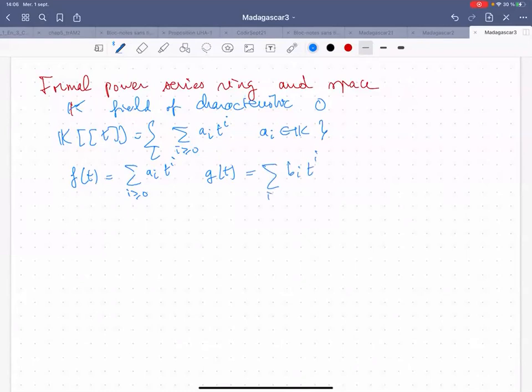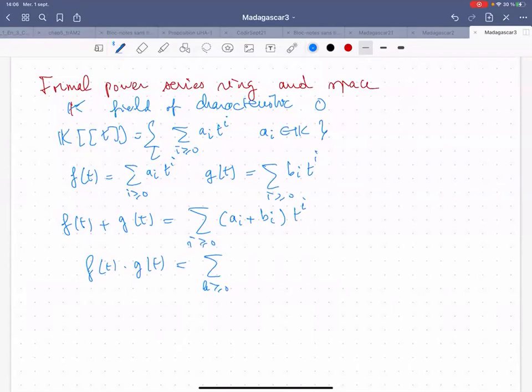Then of course we can define f(T) plus g(T). This is using the linearity of the sum. This is the sum of (a_i plus b_i) T^i, i larger or equal to zero. And then we can define also a multiplication, f(T) g(T), to be the double sum for k larger or equal to zero, sum of i from zero to k, of a_i b_{k-i} T^k. Then we have this multiplication.